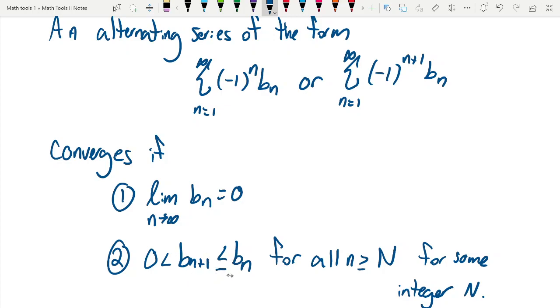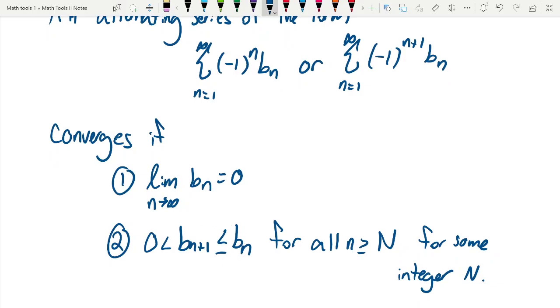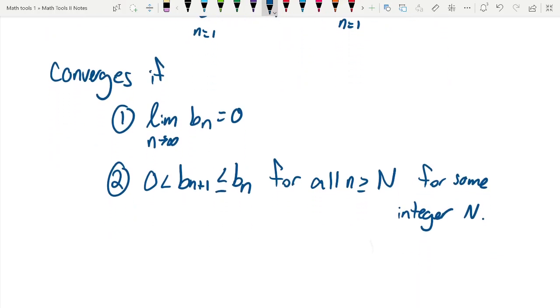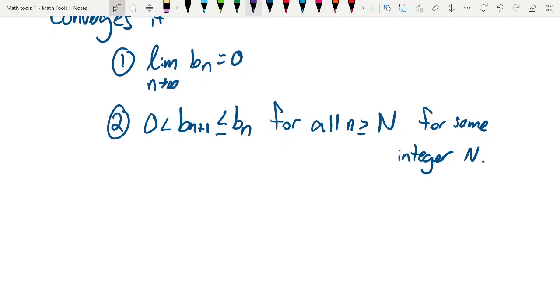And then the terms need to be decreasing, right? Not strictly decreasing. They can stay the same because of the equality here, but they need to be decreasing, right? They can't be 0. Otherwise, I mean, it's just not an alternating series. But it needs to be a decreasing sequence. So you need to have the limit going to 0 like we always do, and then it needs to be a decreasing sequence, and then it converges. Okay, so let's look at some examples here.